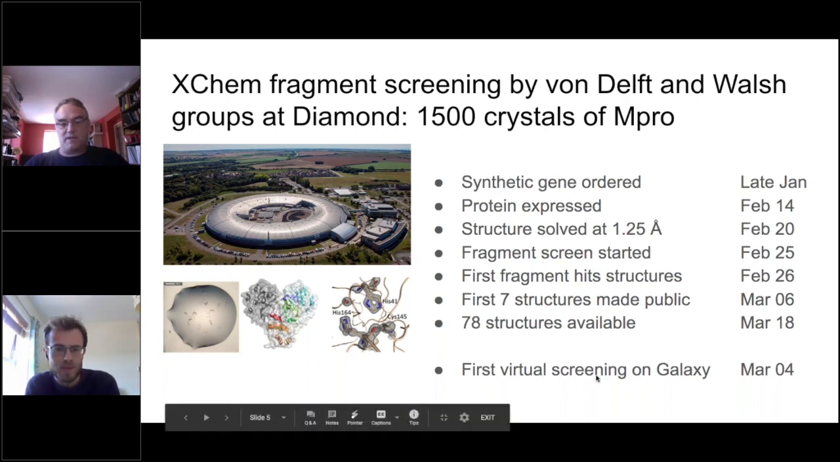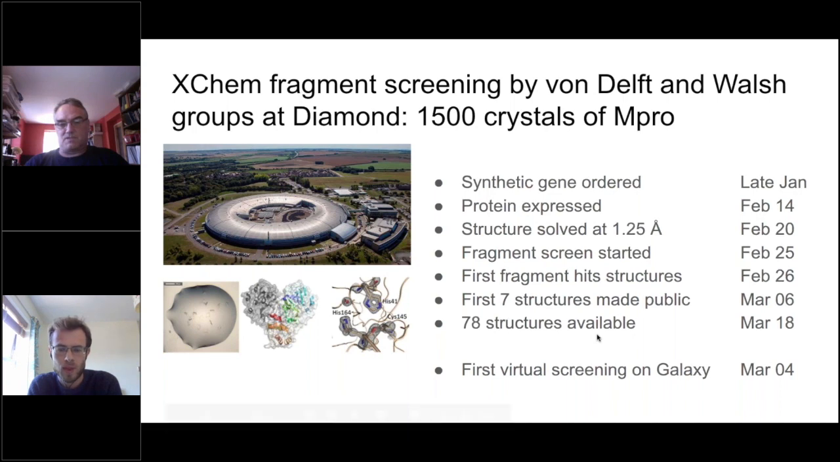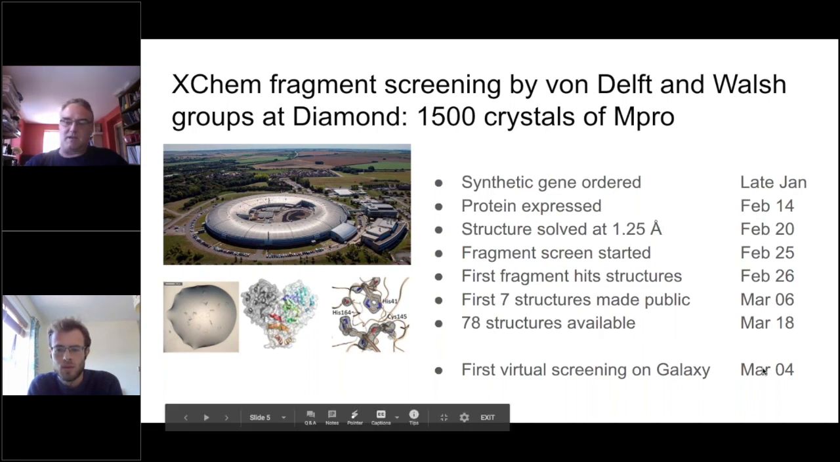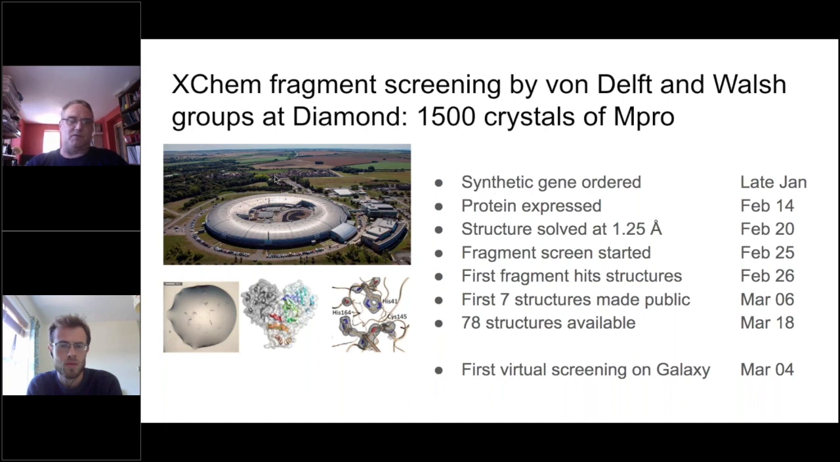And the work that we're describing, which is the virtual screening going on the Galaxy platform, really began very early in March, around about March the 4th, and so sort of overlapped with that procedure. And so what fragment screening is, which we'll describe a bit more on the next slide, we've got some pictures here. Well, first on the top here is the synchrotron at Harwell. This is the Diamond Light Source.